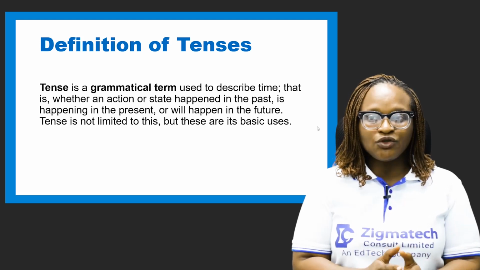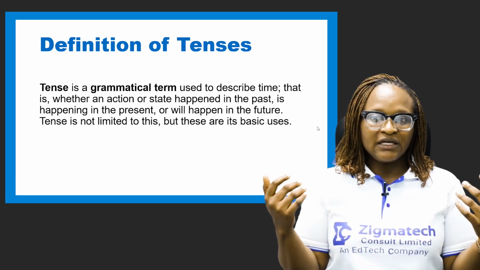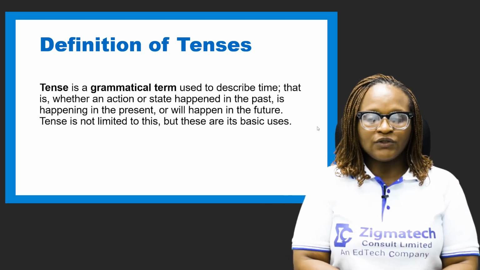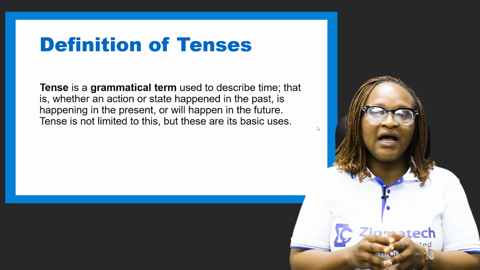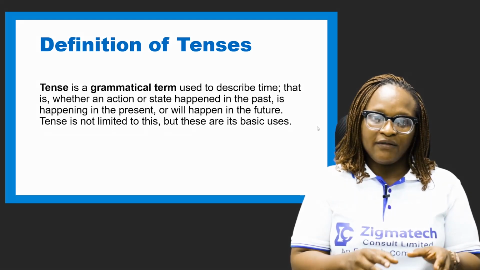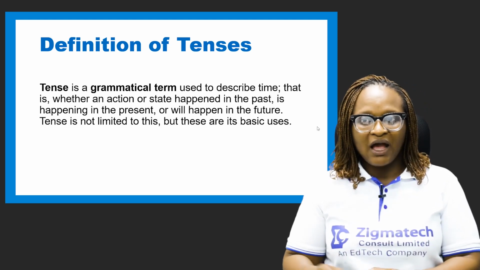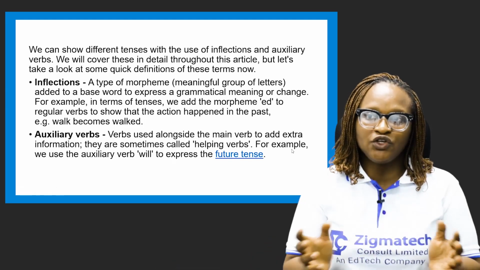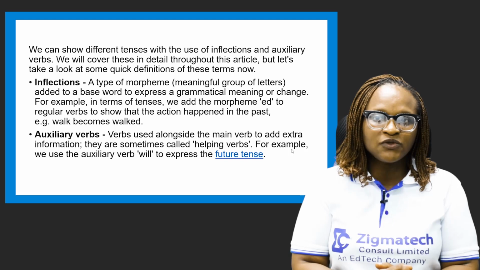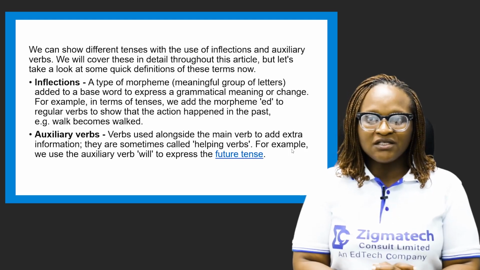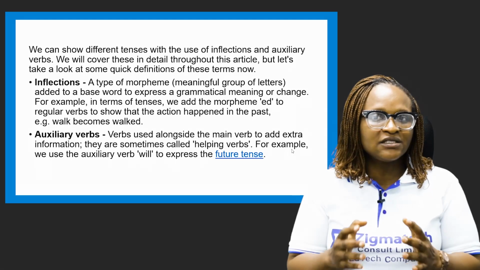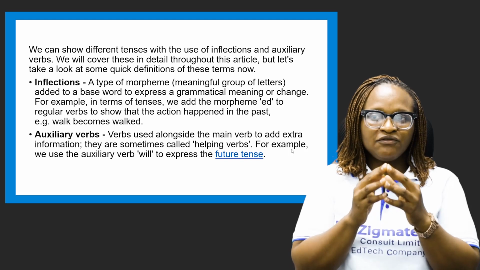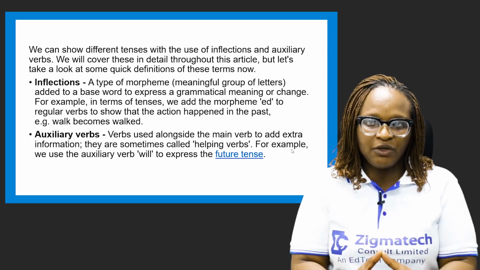So that is whether an action or state happened in the past, is happening in the present, or will happen in the future. Tense is not limited to this, but these are its basic uses: the present, the past, and the what? The future. We can show different tenses with the use of inflections and auxiliary verbs. We will cover this in detail throughout this article, but let's take a look at some quick definitions of these terms. We mentioned inflections and we mentioned auxiliary verbs.